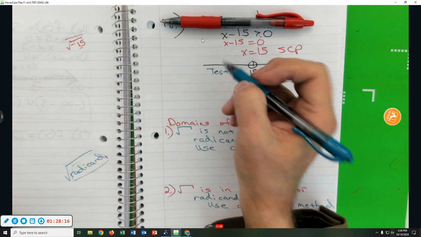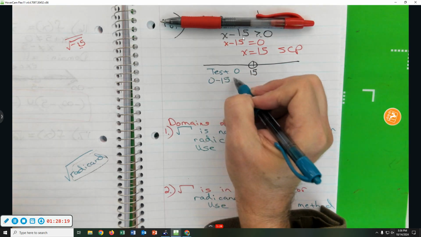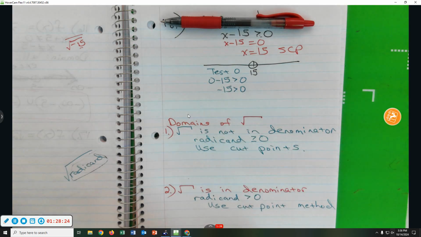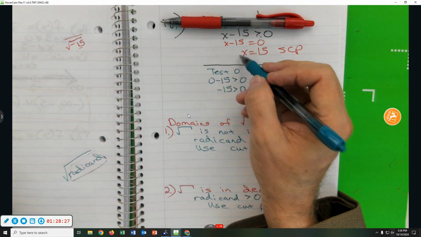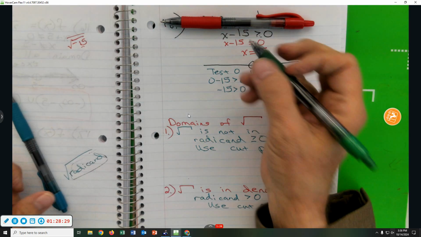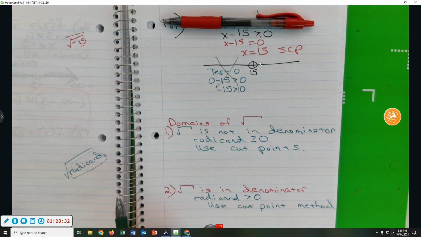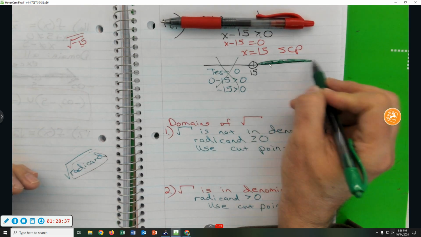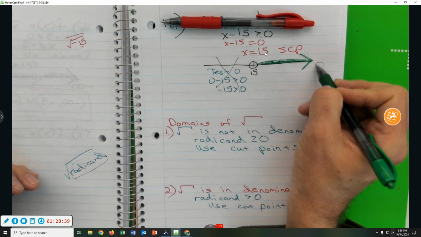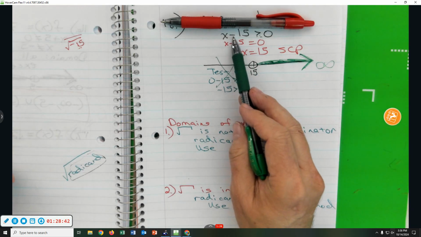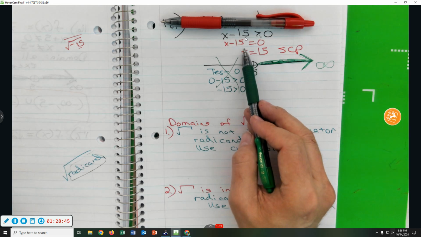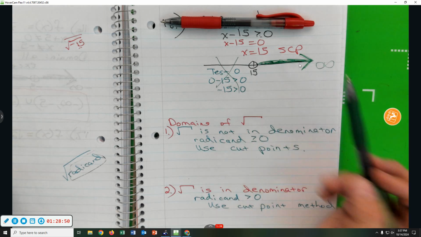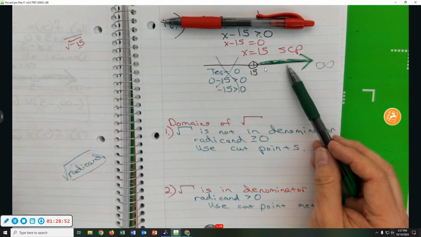That'll give me 0 minus 15 is greater than 0. Negative 15 is greater than 0. True or false? False. So we cross out that side. Suppose we had plugged in 16 to test. 16 minus 15, that's a positive 1. That's a positive number. It's this side to the right that's acceptable. Any questions on my logic there?